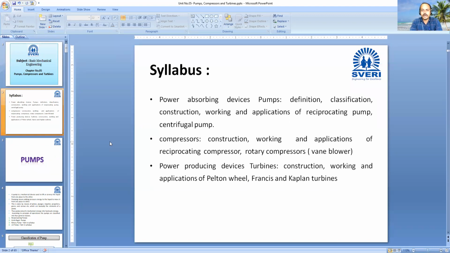Then next one is the power producing devices. There are so many power producing devices, but mainly the device which is used to generate power from the mechanical engineering side is the turbine. So here 3 types of turbines are included. First one is the Pelton wheel turbine, second one is the Francis turbine, and third one is the Kaplan turbine. These 3 turbines are mainly used in hydroelectric power plants.